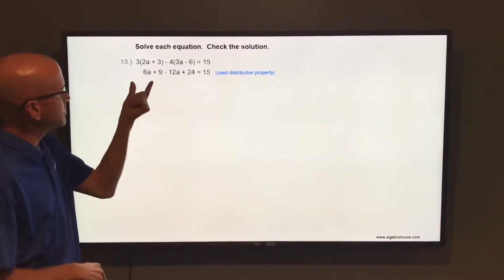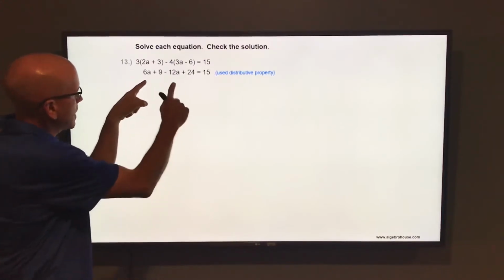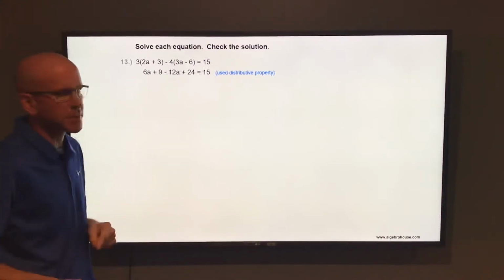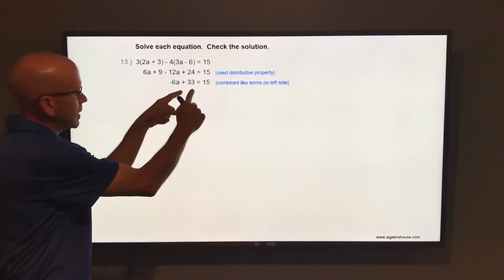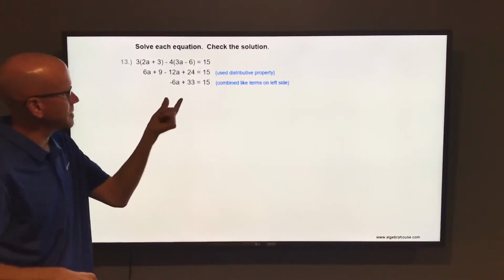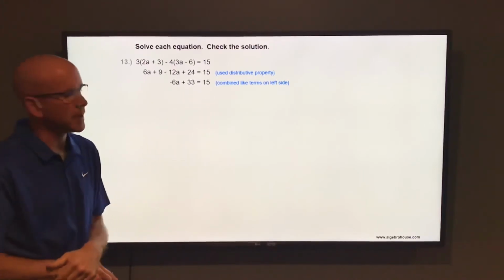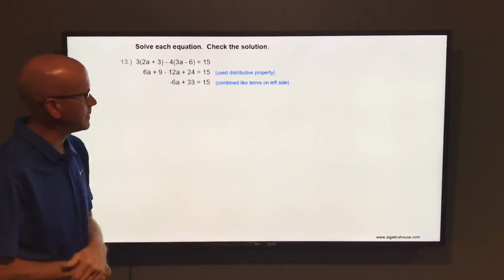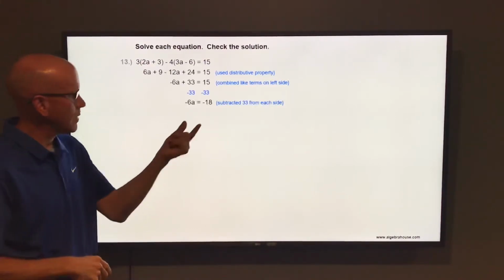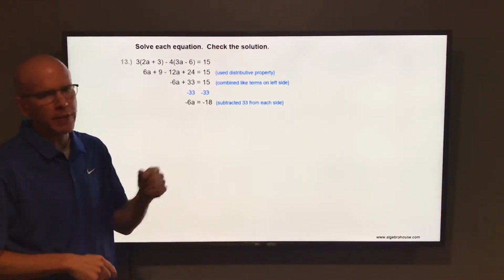Now back to the left side, you need to combine the like terms. 6a and negative 12a, if you combine those, that would be negative 6a. Also 9 and 24, if you combine those, that is 33. So we're looking at negative 6a plus 33 equals 15. To continue solving for a, we want to move that 33 to the right-hand side by subtracting 33. We end up with negative 6a is equal to negative 18.